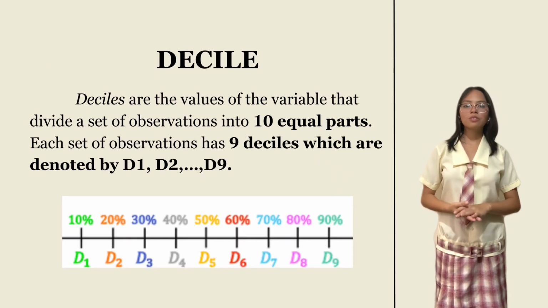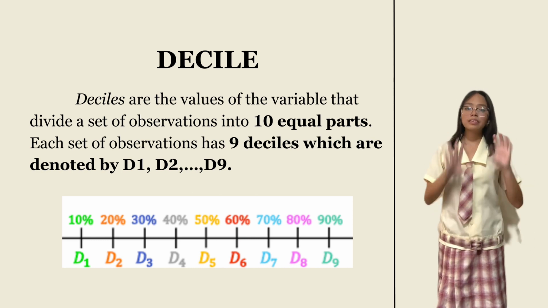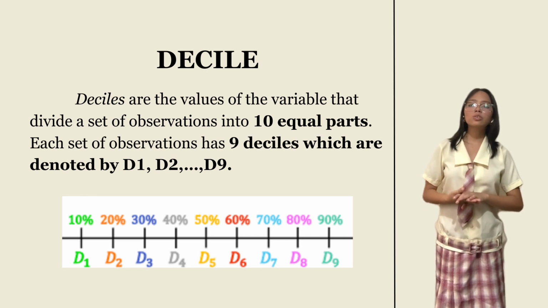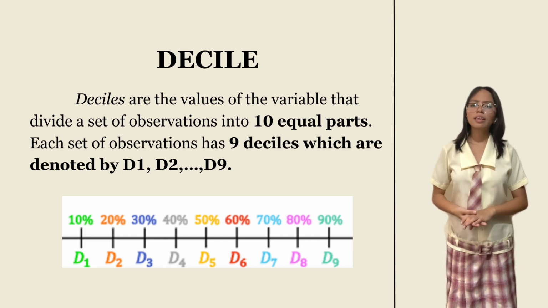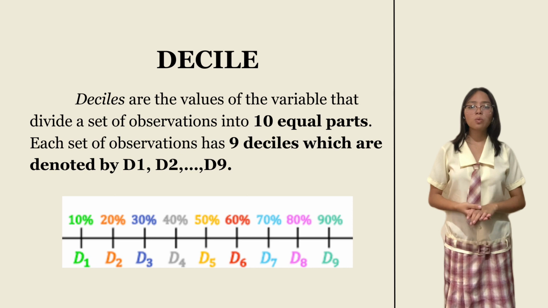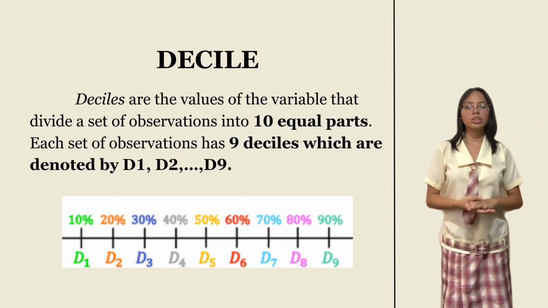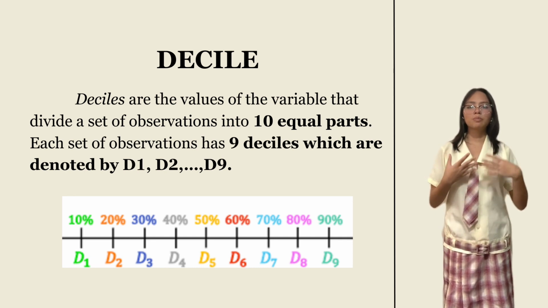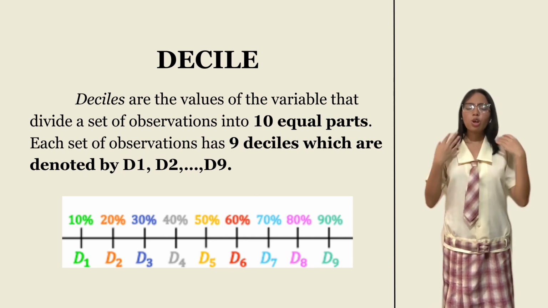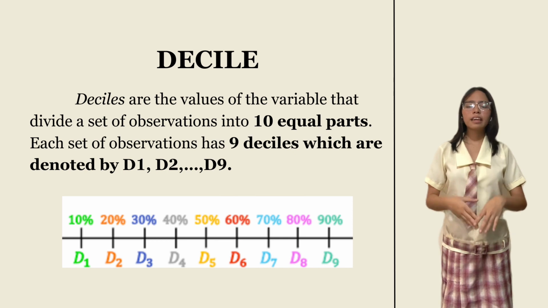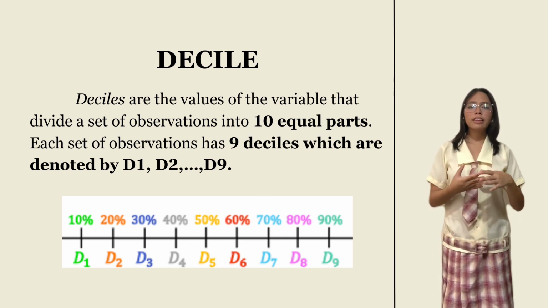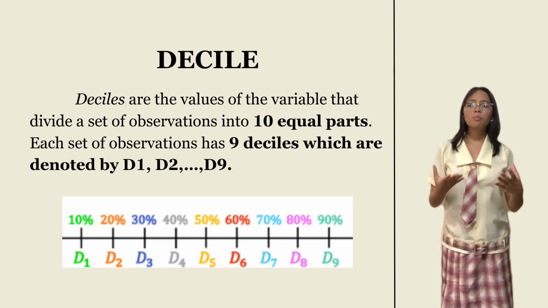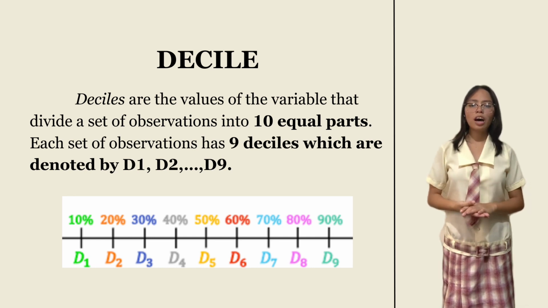The deciles are the values of the variable that divide a set of observations into 10 equal parts. Each set of observations has 9 deciles, which are denoted by decile 1, decile 2, until decile 9. Deciles help analyze assessment scores by showing who did exceptionally well, which is the upper decile, and who struggled, which is the lower decile, among the students. They also help identify the bulk of the students' performance, allowing us to pinpoint those just below the top performers and understand how the majority of the students are doing in the middle. This information makes it easier to evaluate and compare students' performance across a range of scores.